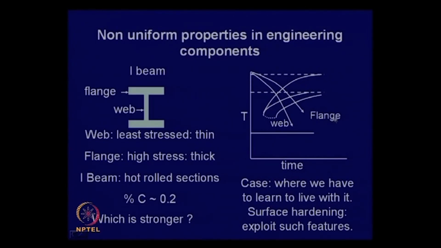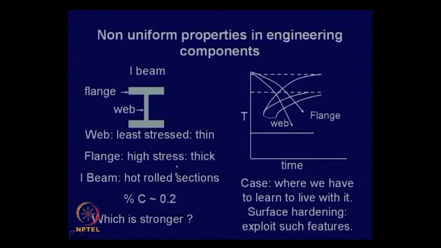Therefore, the strength of the flange will be low and the web will have a higher strength, and usually we find in normal processing that the web will have a high strength, while the associated ductility may be relatively low compared to the flange. Now, the point is this is obviously this is.